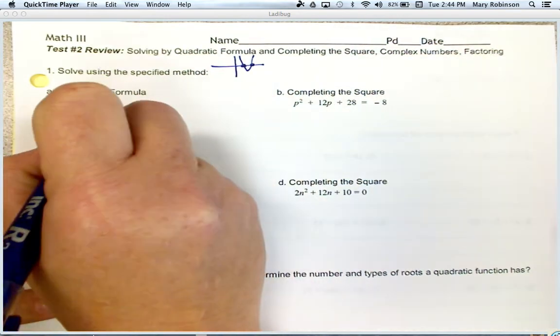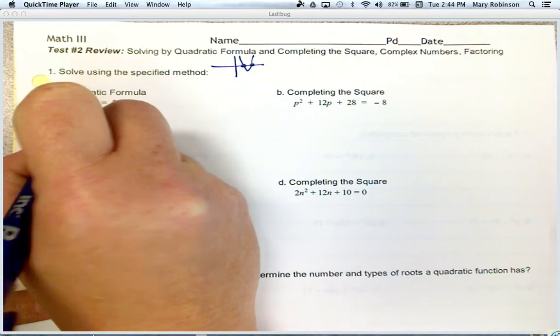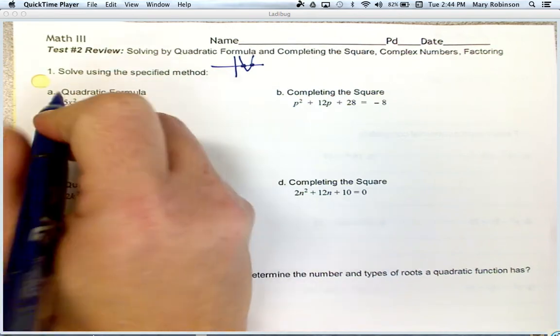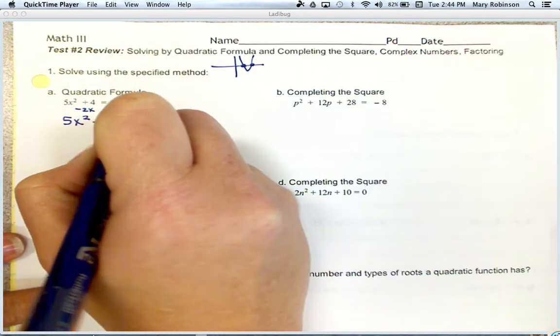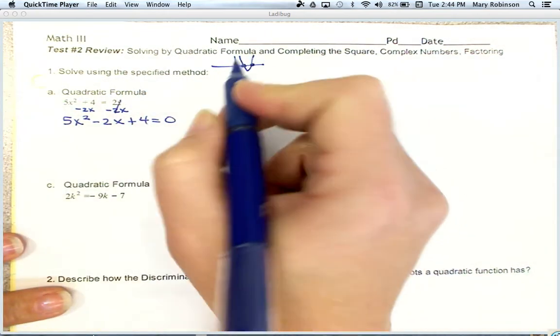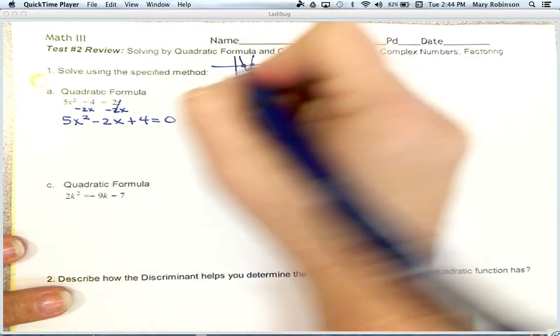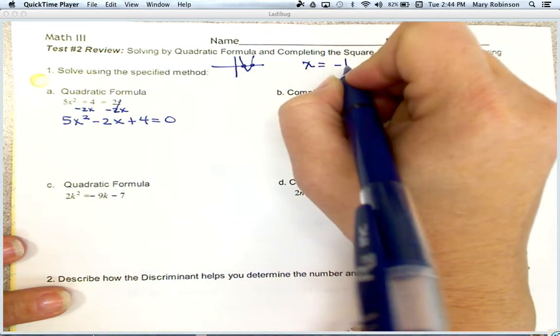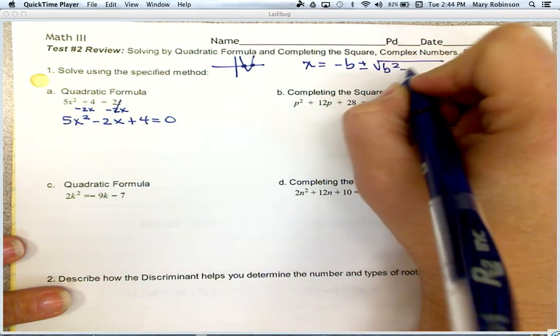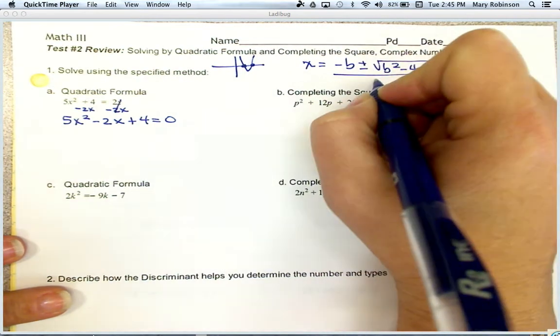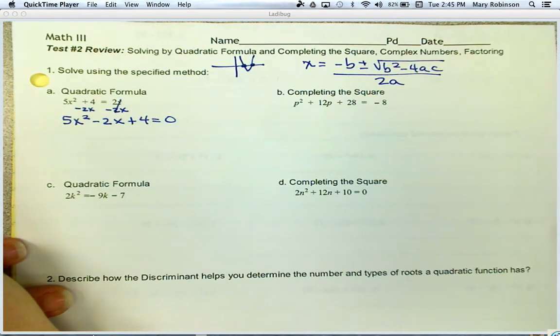to 0, which means we're going to need to subtract our 2x term, our linear term, from the right side to the left, and we'll have 5x squared minus 2x plus 4 is equal to 0. Remember, your quadratic formula is x equals the opposite of b plus or minus the square root of b squared minus 4ac all over 2a.